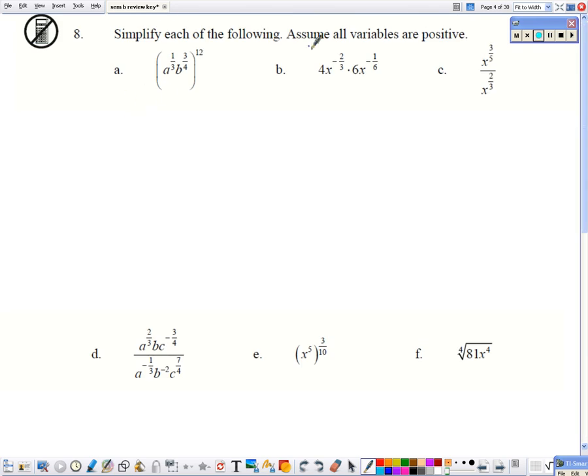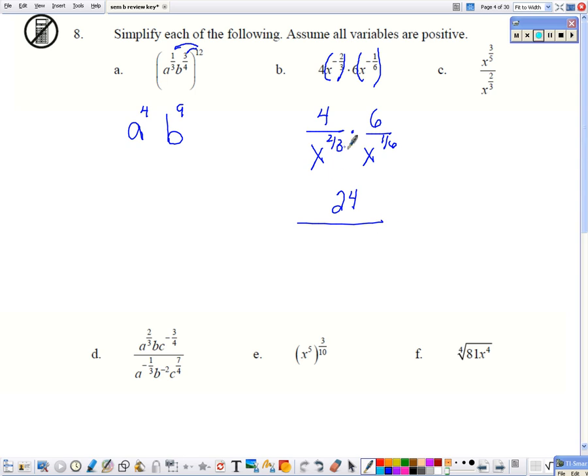Okay, so now we're going to do the same type of process as number 7, but we have all variables. This 12 goes to both terms, so 1/3 times 12 is 4. And here, 12 times 3 divided by 4 is 9. Just this x and just this x have the negative exponent. So those are the only terms that move to the denominator, not the coefficients. Now 4 times 6 is 24.